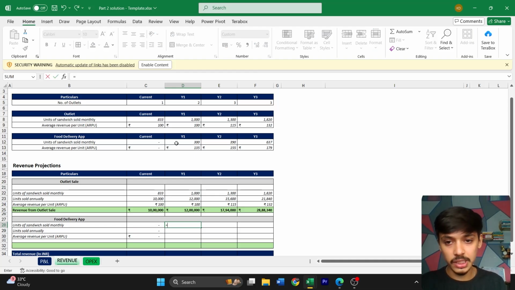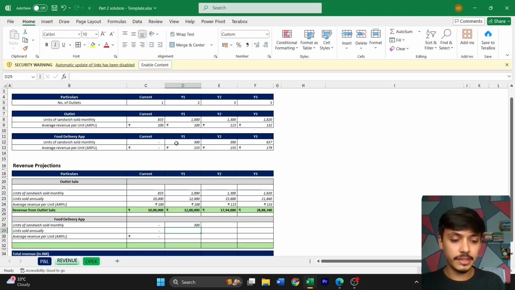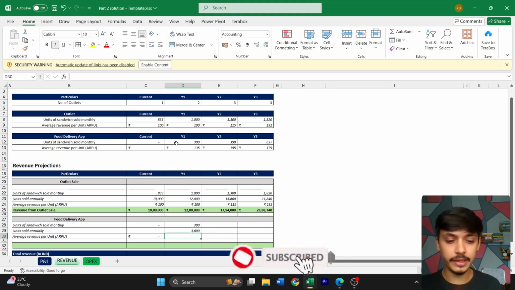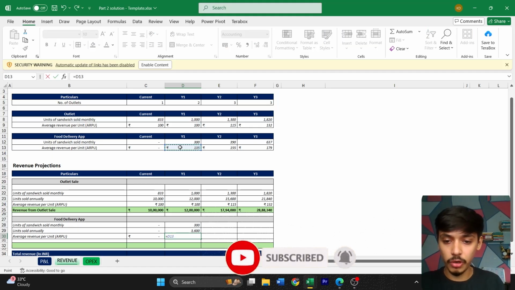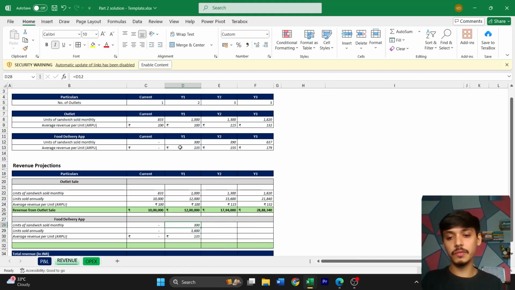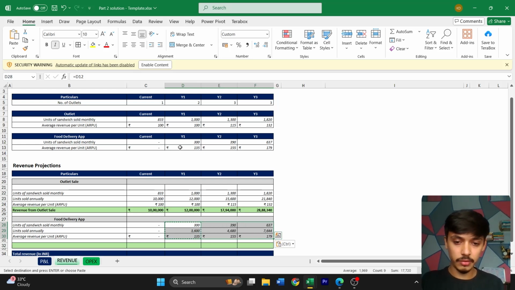So on the monthly basis, in the year when we are going to do 300 sandwiches, 300 sandwiches will give us 3600 sandwiches on a yearly basis, and the average revenue we can directly plug in from above. So that way we have all the three revenue drivers. We are going to copy this and paste it for the following years.